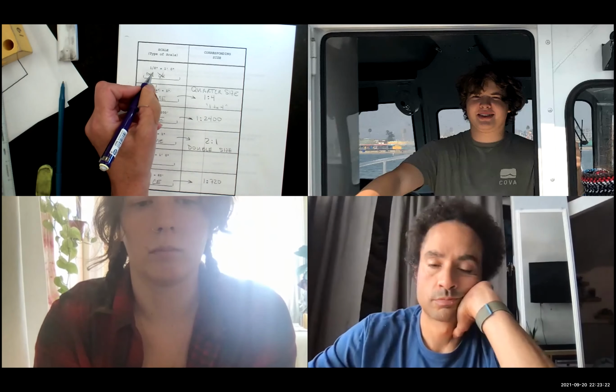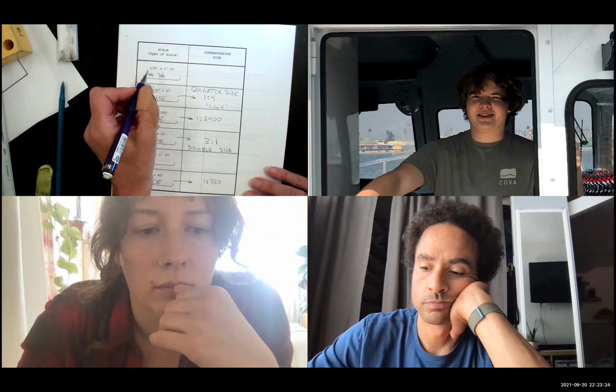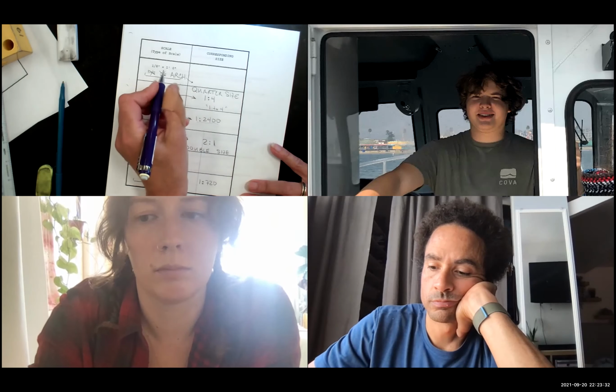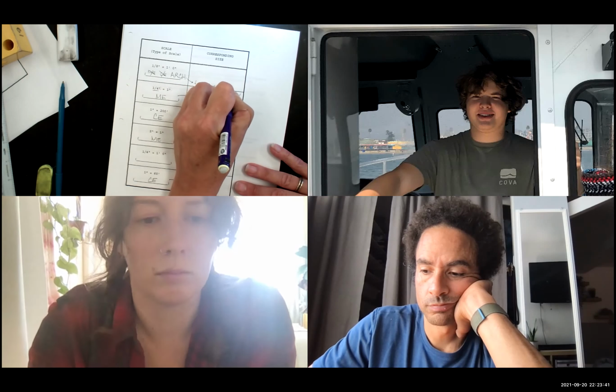Does anybody want to take a guess at what kind of scale it is? It's architectural. It's an architectural scale. And an architectural scale, let me just tell you what it is. It has a fraction of an inch on the left side, and then it has 1 foot 0 inches on the right side.